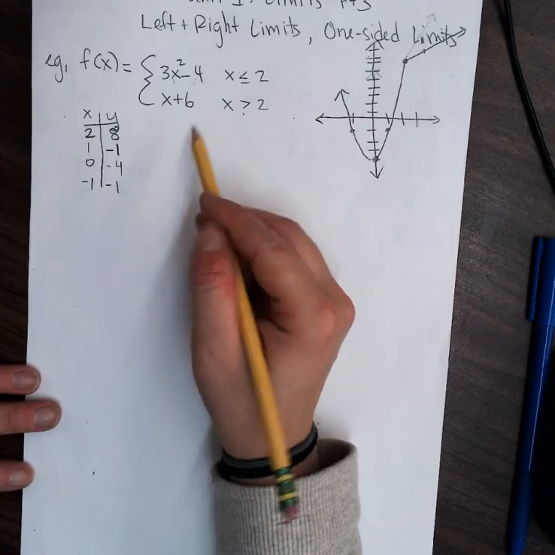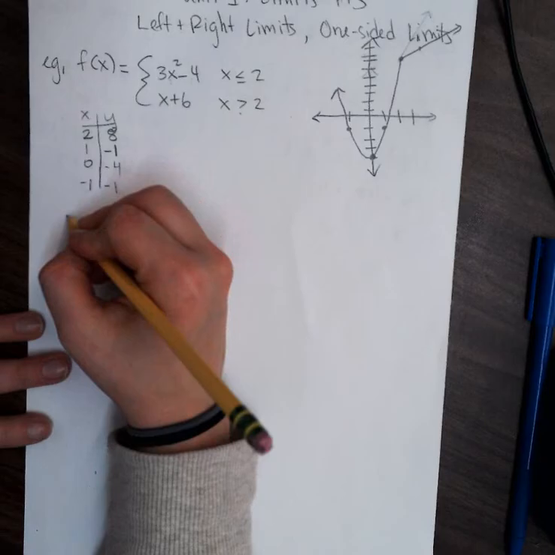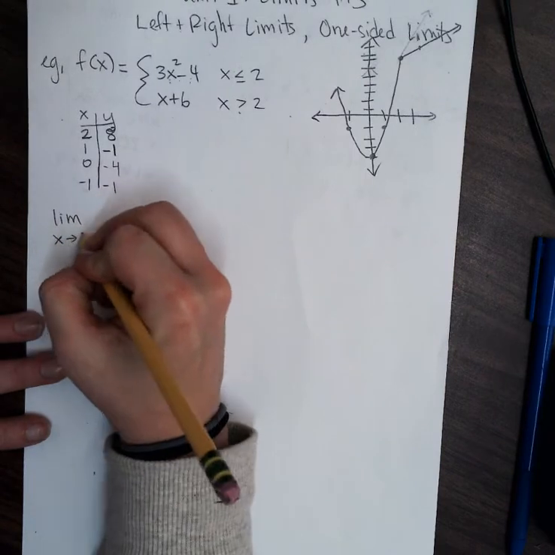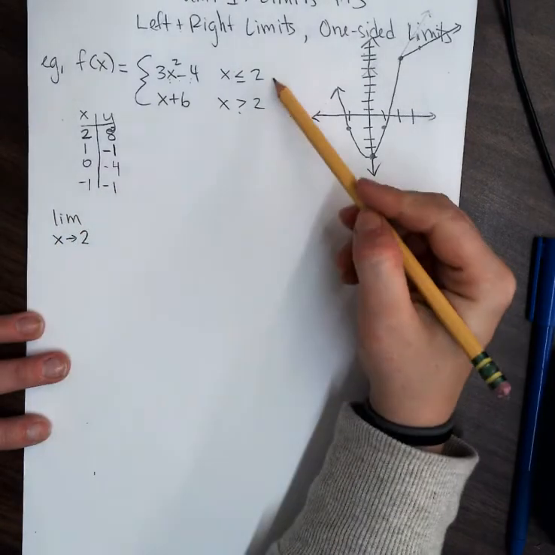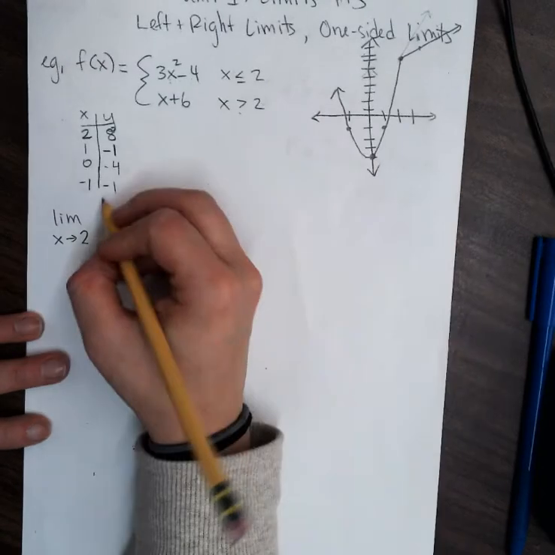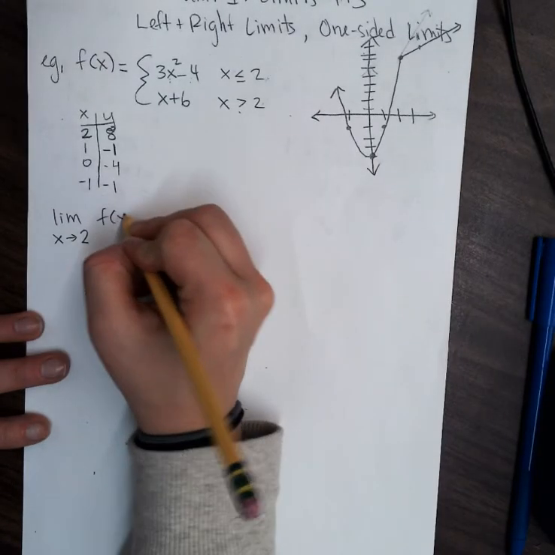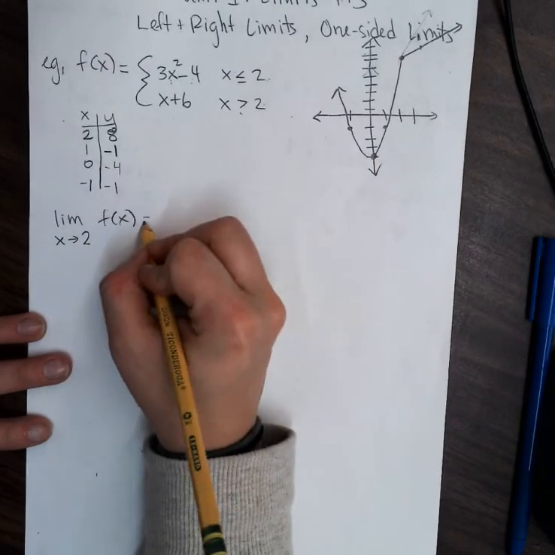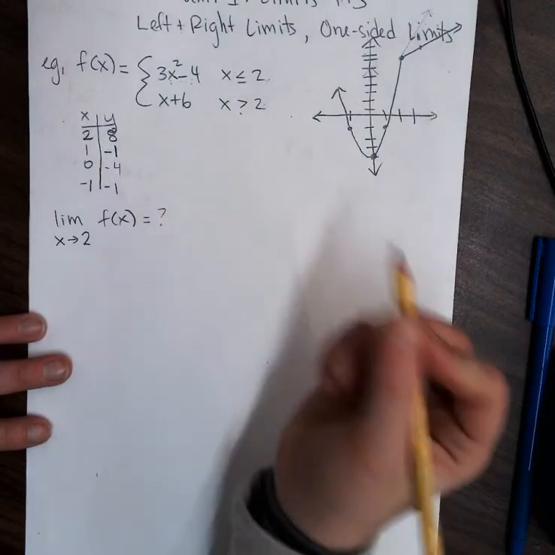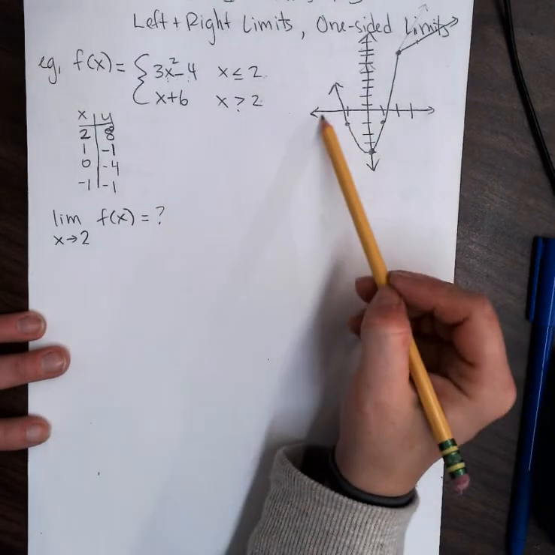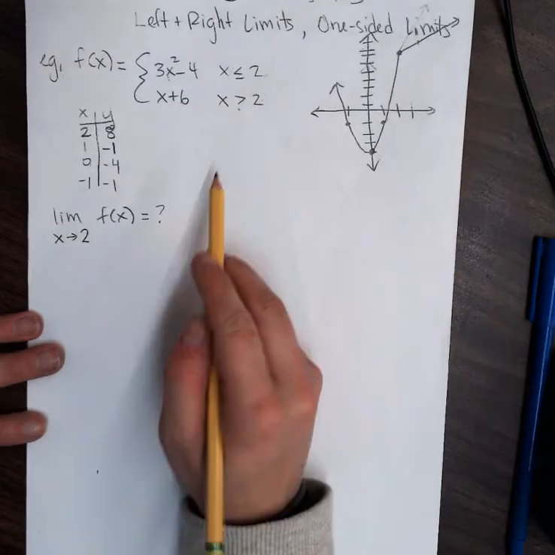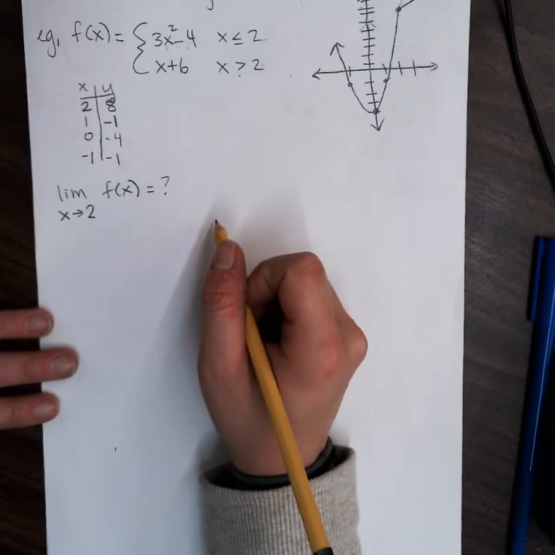Now, when we take the limit of a function like this, we're going to be approaching 2 because that is the special point where the graph changes. So when we take the limit of f of x for this function, we have to look at it from both sides of the graph. We have to look at it from the left-hand piece, and we have to look at it from the right-hand piece. So let's leave this example for now. Leave yourself a little bit of space.